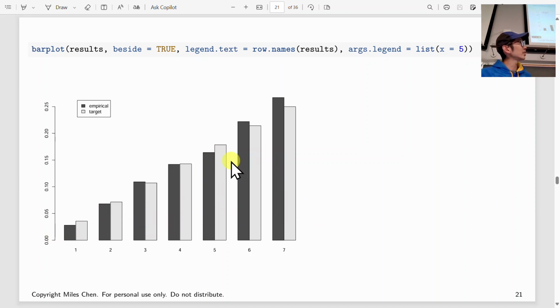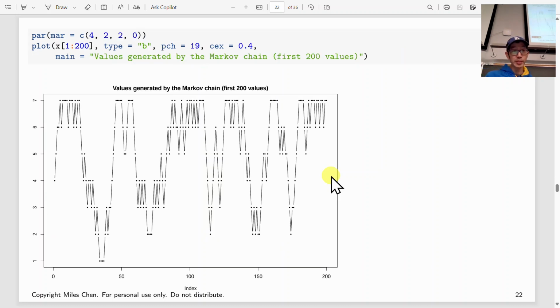And the ideal scenario is to have bars that are perfectly the same height. We don't have perfectly the same height, but apparently the difference is not statistically significant. Okay, here's just a way to see what the chain produced.